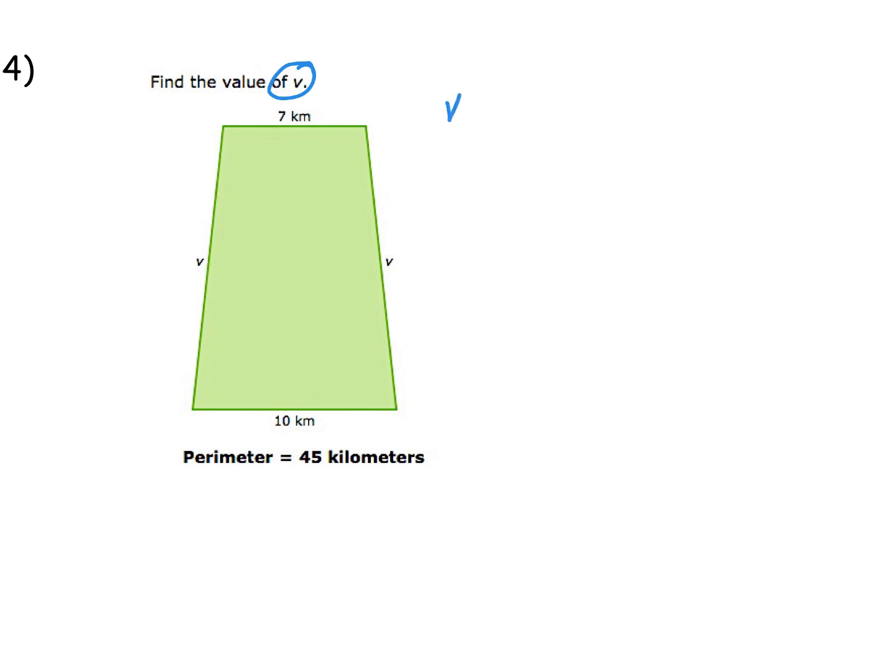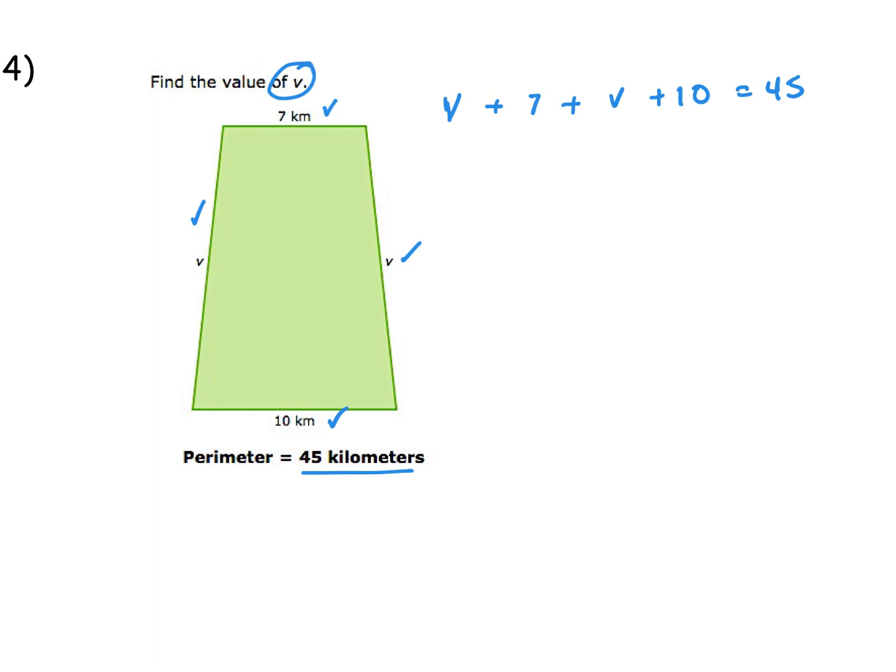So I see v is one of the sides, and then 7 plus 7 plus v plus 10, and all together that should equal 45 kilometers. That's the perimeter all the way around.